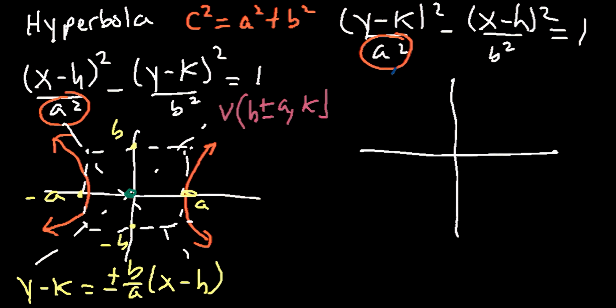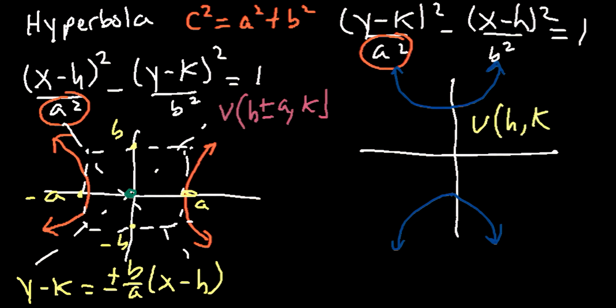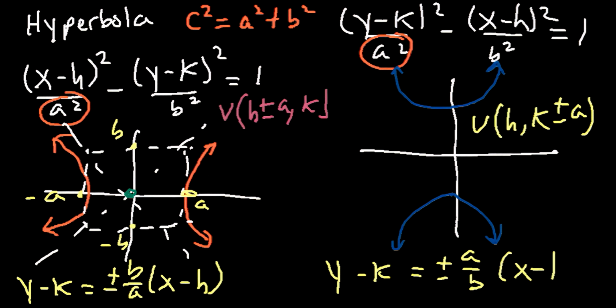Now for this one, the graph opens this way. I'm not going to draw the box though, but you know how to do it. But this time the vertices are going to be h comma k plus or minus a, and the asymptotes will be y minus k is equal to, this time a over b, so plus or minus a over b, x minus h. And that's really what you need for a hyperbola. Those are the main equations.